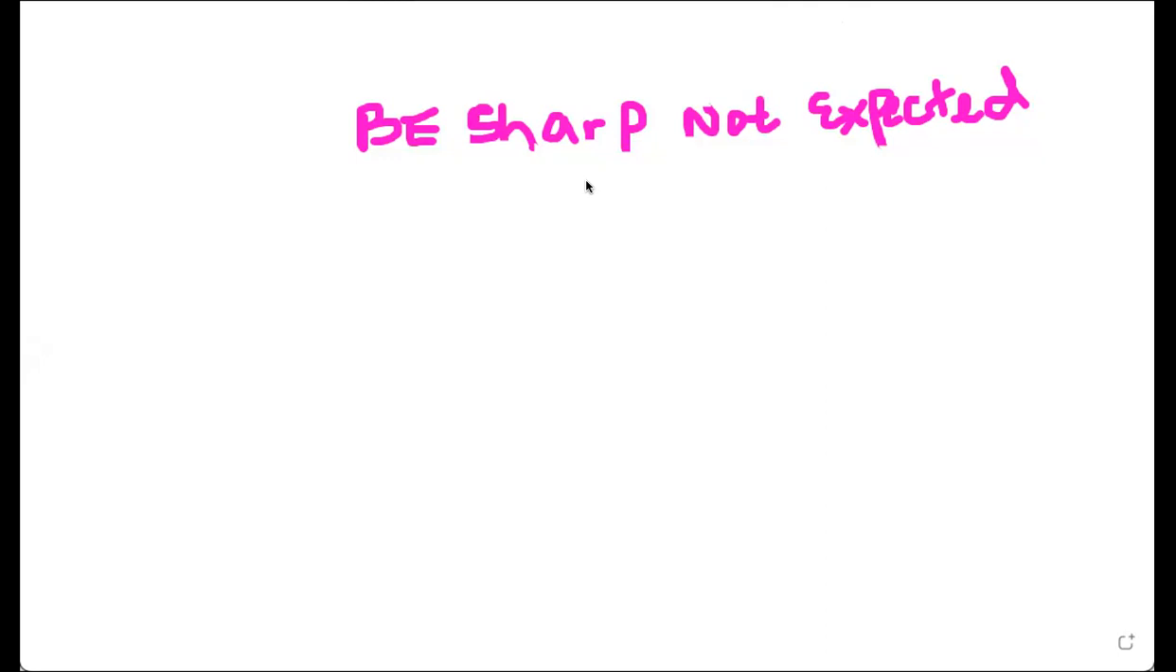Today I'm going to show you guys how to use my B sharp not expected strategy to answer prioritization questions. Your exam is full of prioritization. So if you master this technique, any prioritization question will be easy for you. This is not 100%, but it's a guide to help you focus as you try to eliminate wrong answers.